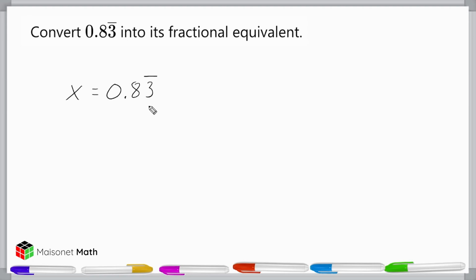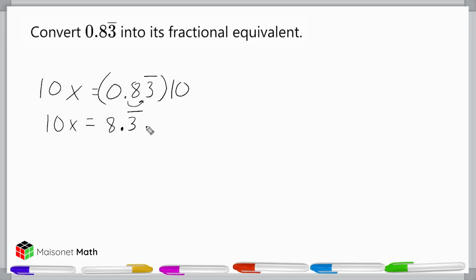Because there's only one digit repeating, we have to multiply both sides of this equation by 10. Now, if you had 2 digits that were repeating, then we would multiply by 100. If there were 3 digits repeating, we would multiply by 1,000 and so forth. All right, so we're going to rewrite this as 10x equals. When multiplying any decimal by 10, we just move the decimal one space to the right to make this 10 times bigger. So now we have 8.3 repeating.